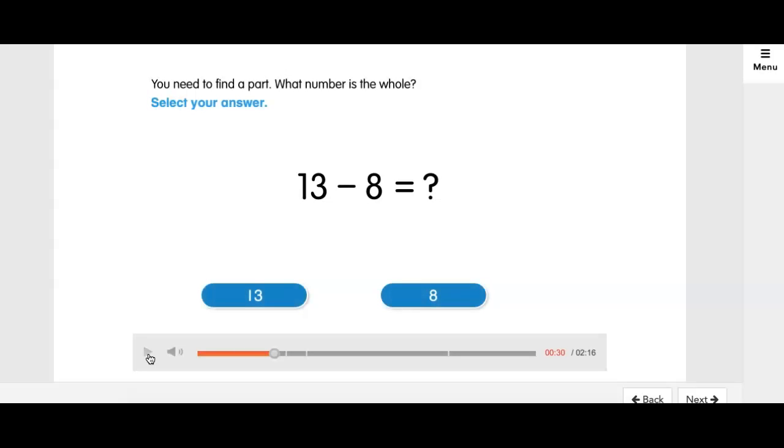Select your answer. So we're subtracting in this equation. So is 13 the whole or is 8 the whole? What do you think? When we're subtracting, our whole goes at the beginning of our equation, and we are taking away from the whole. So 13 is our whole.